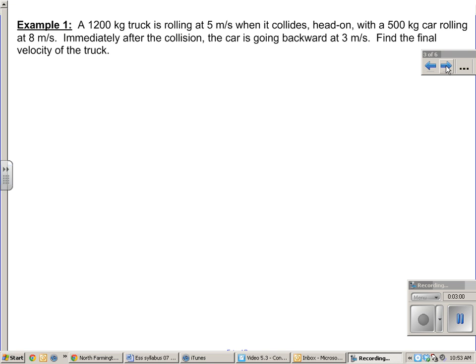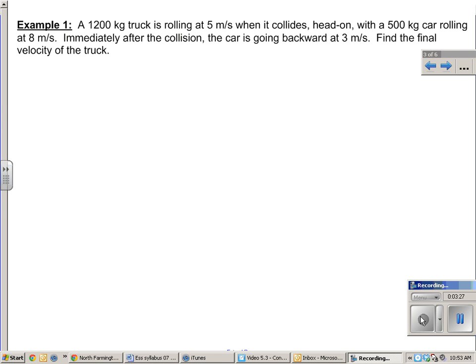We've got a 1,200 kilogram truck that's rolling at 5 meters a second. It's going to collide head-on with a 500 kilogram car going at 8 meters a second. Since it's a head-on collision, that implies that they're moving towards each other. Okay. All right, so the car and the truck are going to collide, and then immediately after the collision, the car is going backwards at 3 meters a second. So the truck has sort of forced it back. And our job is to find the final velocity of the truck.